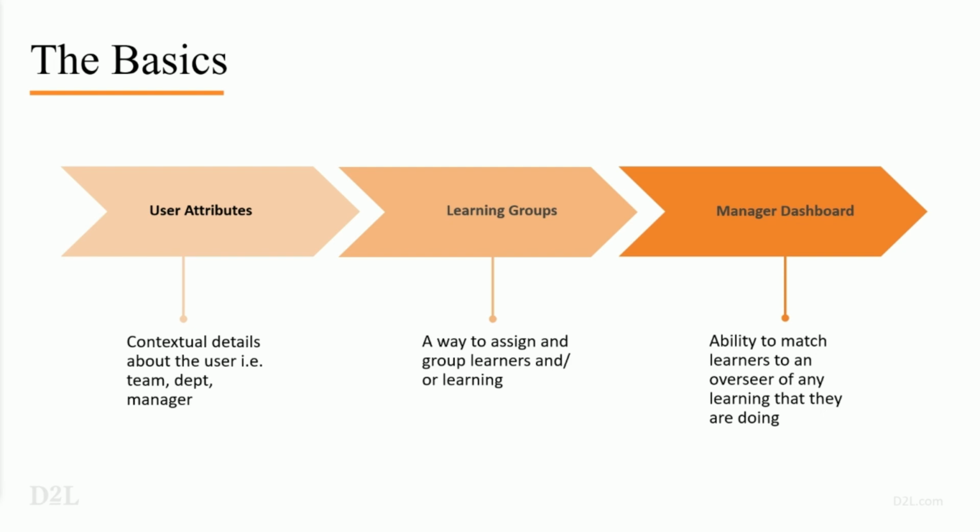Next, we have learning groups. Learning groups automate course enrollment and track learner progress. Administrators can create groups based on shared user attributes such as job role, location, hire date, or department, and assign courses to the entire group. As new users with matching attributes are added to Brightspace, they're automatically grouped and enrolled in the appropriate courses.